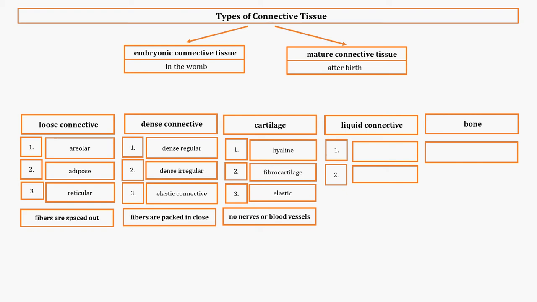Then we have liquid connective tissue. Yes, we have blood and we have lymph. And of course, when you get to the cardiovascular chapter, you'll be able to see the details in terms of the difference. Here, we just want to be able to make sure you can identify the different types of connective tissue. And of course, bone is just simply bone. Okay, let's do some repetition now.